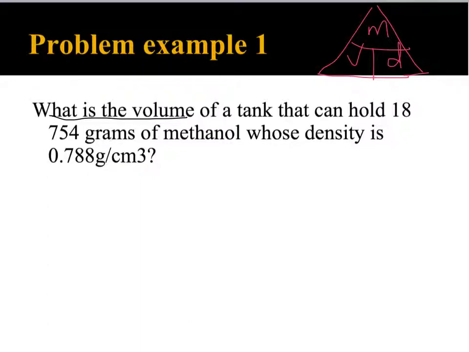So I'm looking for V of a tank that can hold 18,754. So there's my mass. Grams of methanol, whose density is 0.788 grams per cubic centimeter. There's my D. Okay, so I'm looking for volume. So I'm going to cover that up in the triangle, and that leaves me with the formula.